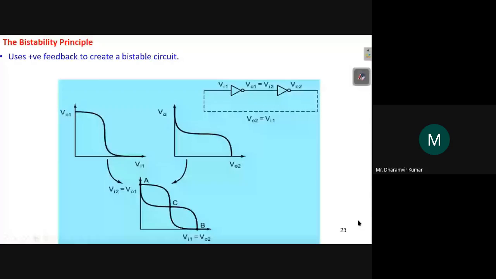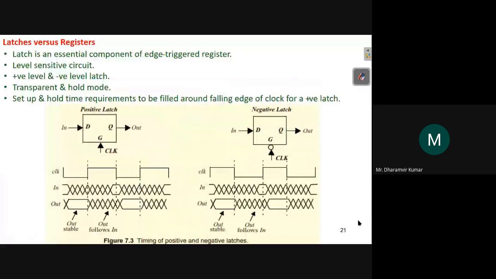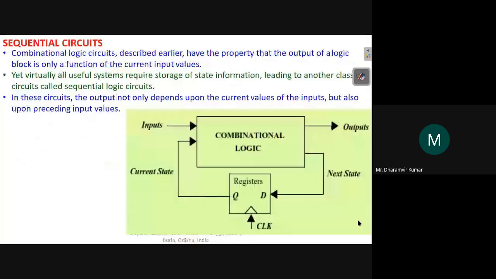Yesterday we had started sequential circuits. And we know that sequential circuits are a combination of combination logic and some memory part.